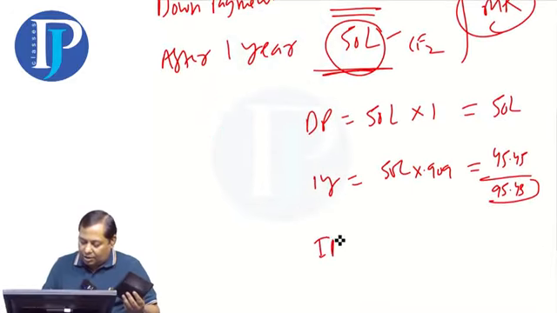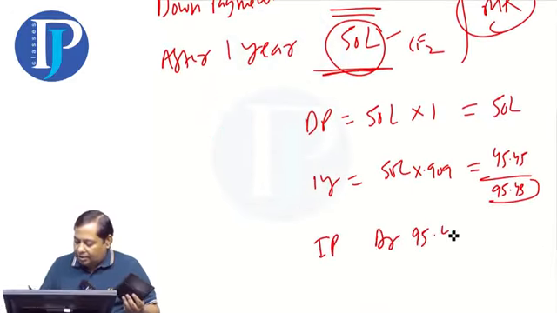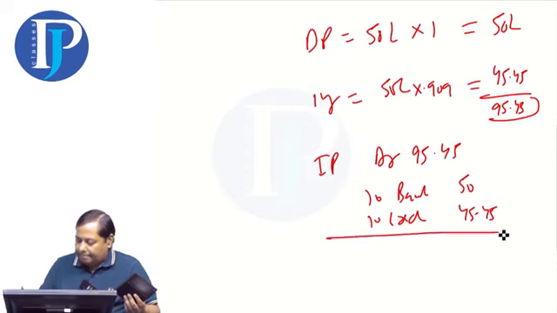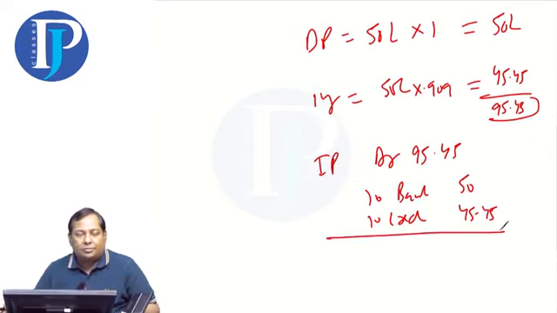So I will pass the entry. This is the investment property account debit to the bank, 50 lakhs, and to creditors, 45.45. The first entry is passed.